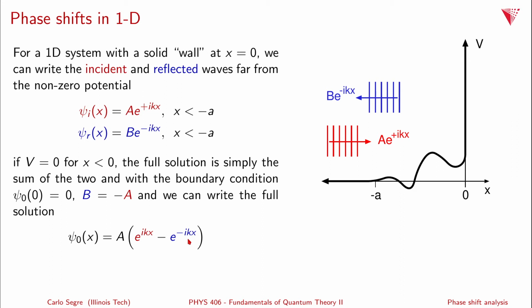This actually is an important point. You get a phase shift of 180 degrees. That minus sign flips the phase of the scattered wave.